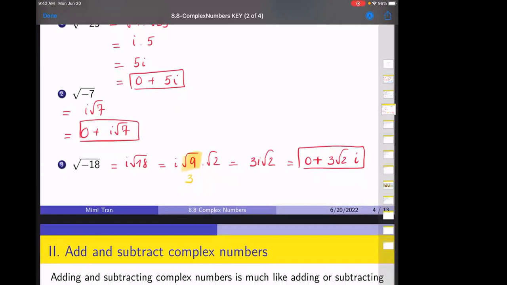Let me check if I can do this on a calculator. Mode.